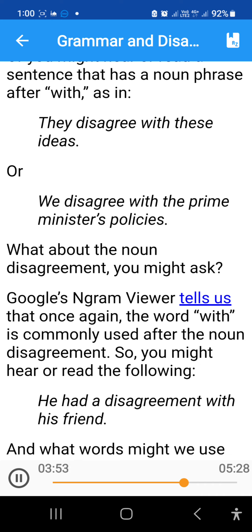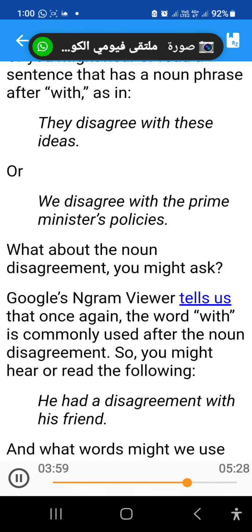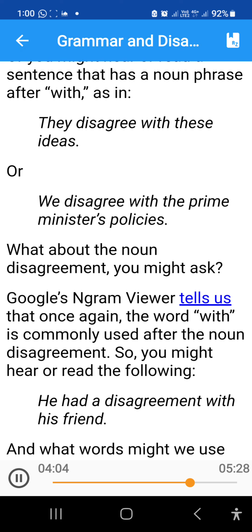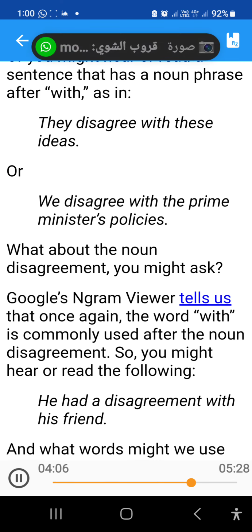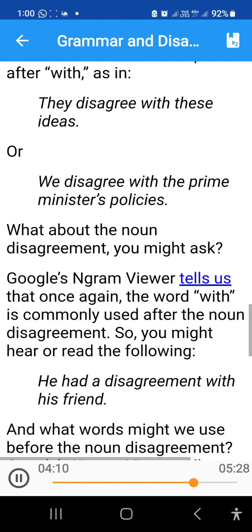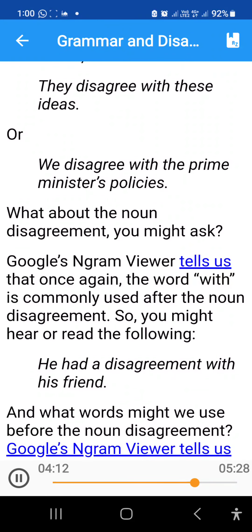What about the noun disagreement, you might ask? Google's Ngram Viewer tells us that, once again, the word with is commonly used after the noun disagreement. So you might hear or read the following. He had a disagreement with his friend.